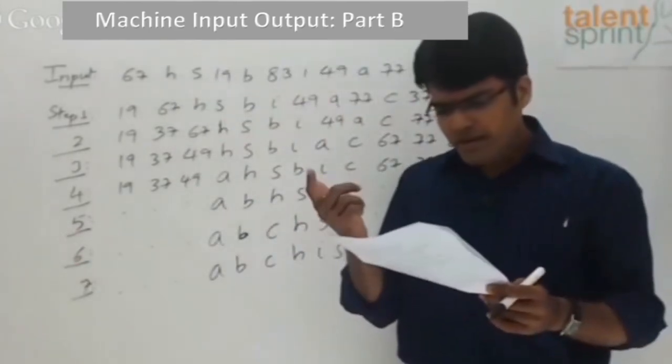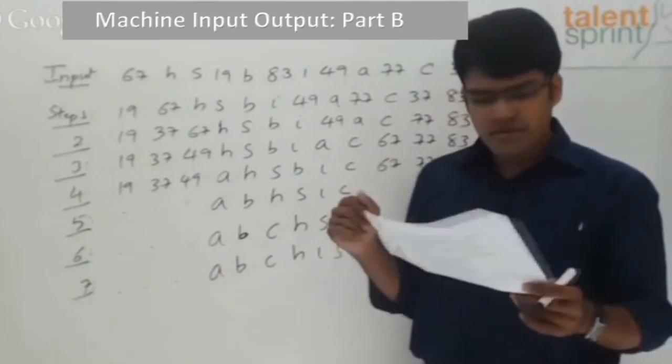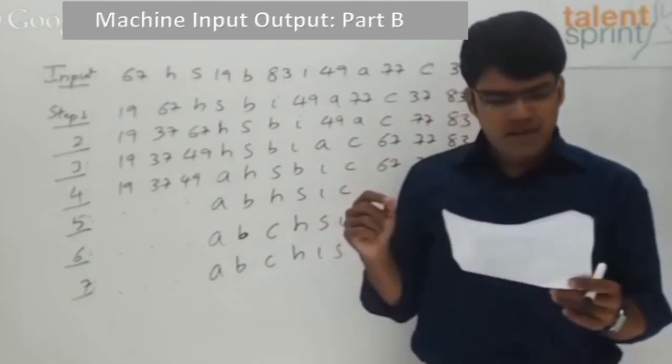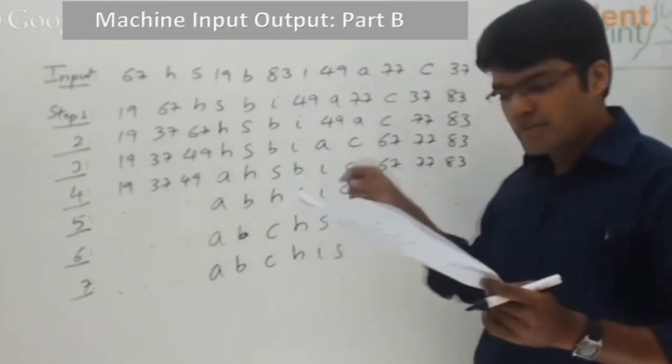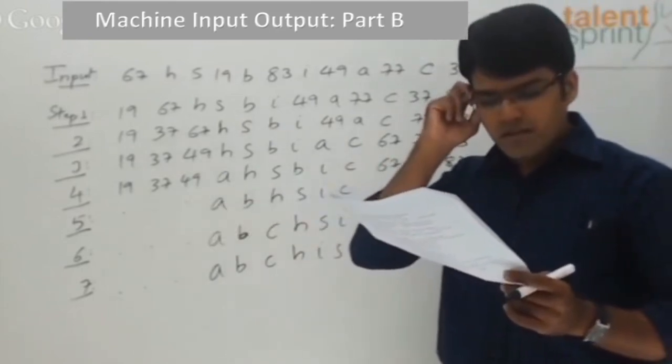How many steps would be needed to complete the arrangement? 7 steps. Which step number would be the following output? 19, 37, 49, 67, 77, 83. Then A, B, H, S, I, C. A, B, H, S, I, C. I think fifth step, option 3.